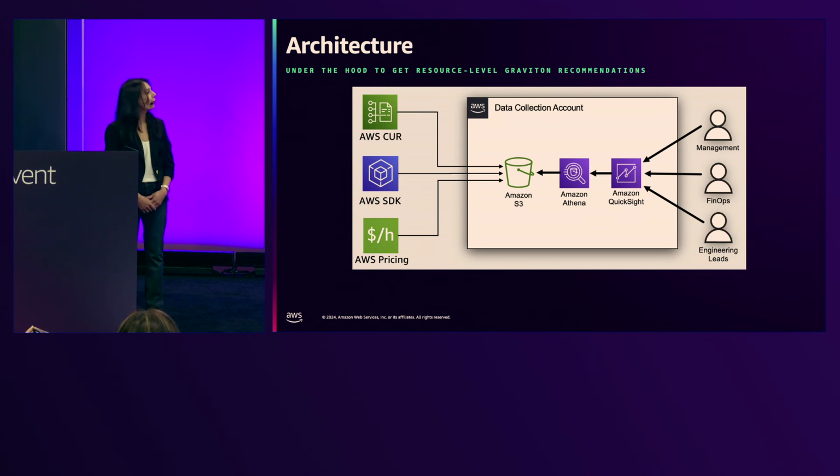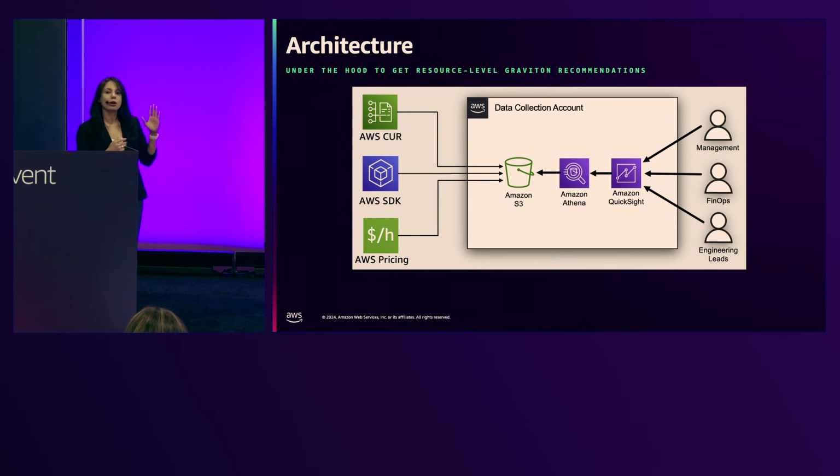Let me walk you through the core components of the Graviton Savings Dashboard. First, let's start with the data sources. On your top left, we have the AWS Cost and Usage Report. This gives you a complete understanding of your AWS usage and spend. Then we use the AWS SDK, which is used to pull a full inventory of your AWS resources across various services. And finally, we use the pricing file. This contains the public pricing information for various AWS services. These three data sources form the foundation of our analysis. We use them to compute and compare your existing Graviton adoption and your potential Graviton savings.